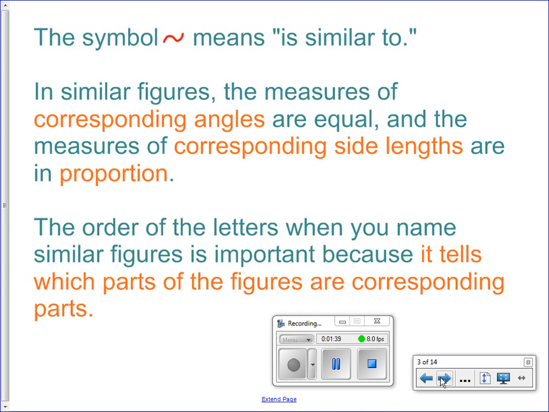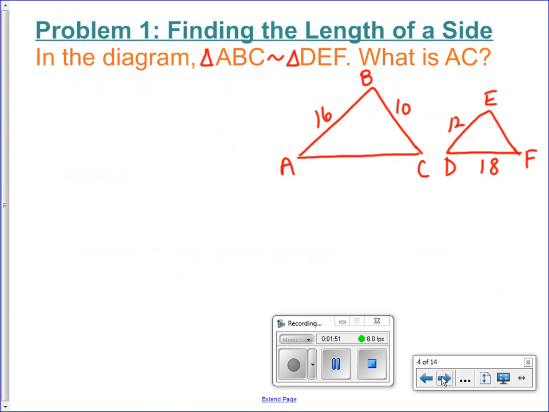The order of the letters when you name similar figures is important because it tells which parts of the figures are corresponding parts. I'm going to demonstrate that in this first problem before we do problem 1. All right, finding the length of a side. In the diagram, triangle ABC is similar to triangle DEF. What is AC? And of course, the longer question is, what is the length of AC?